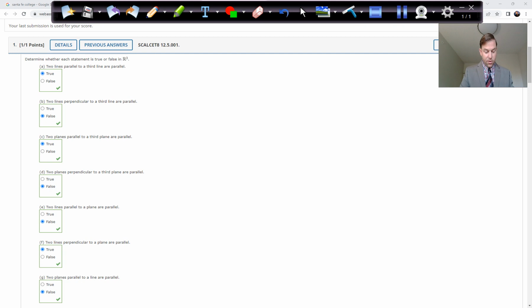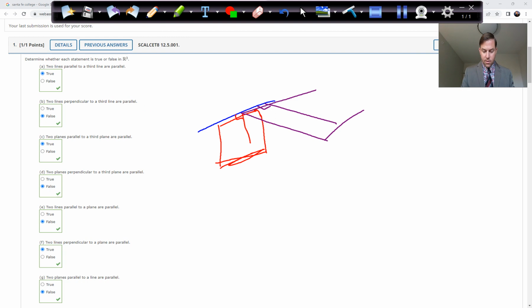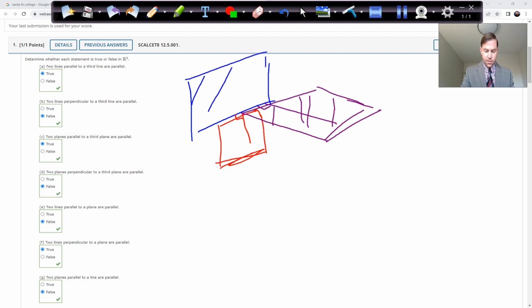Two planes perpendicular to a third plane are parallel. So I can make that exact same argument. In fact, I wish I didn't erase this, so let's put this back. Now just imagine that these are planes. So here's the red plane. It's perpendicular to blue. Here's the purple plane. It's perpendicular to blue. And now let's make blue a plane. So here's the blue plane. And red and blue are perpendicular. Purple and blue are perpendicular, but purple and red are not parallel.